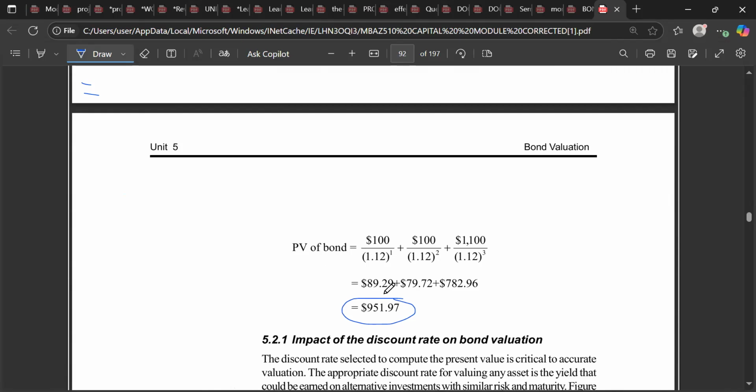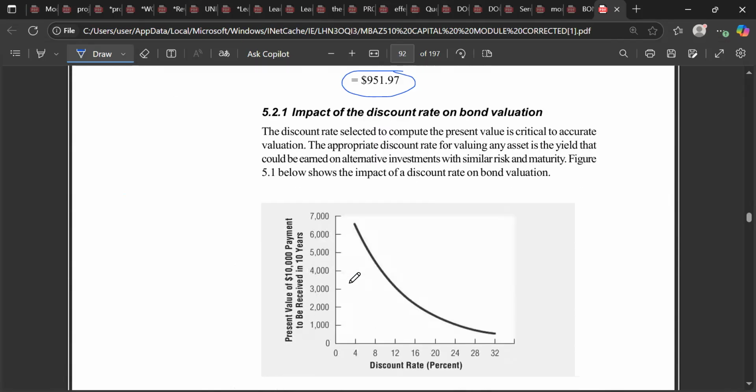Any questions? No, it's okay. Okay, so now, having looked at that, what is the impact of the discount rate on the bond valuation?